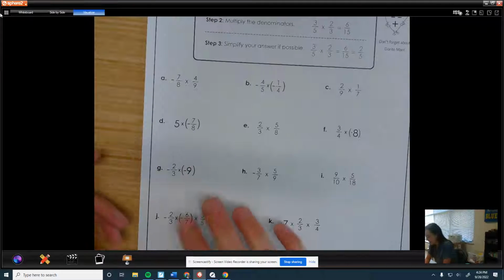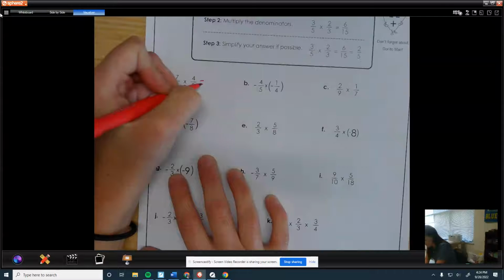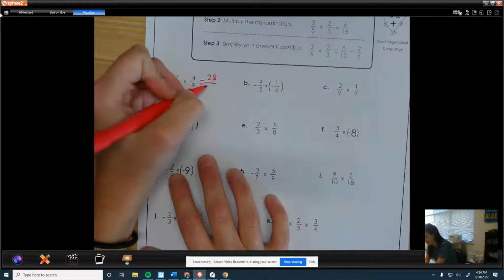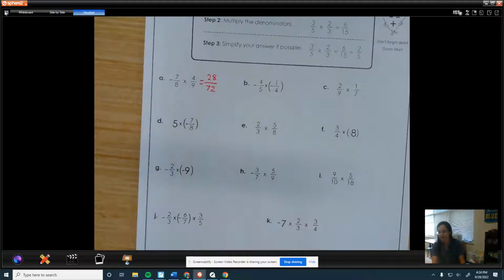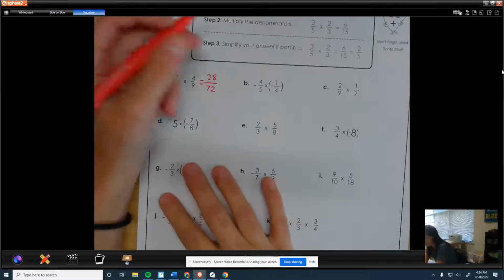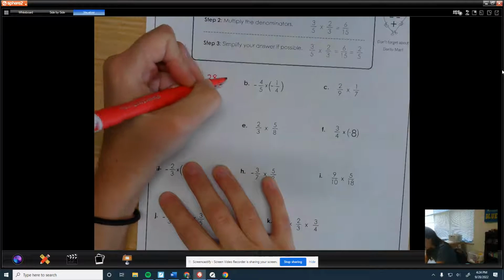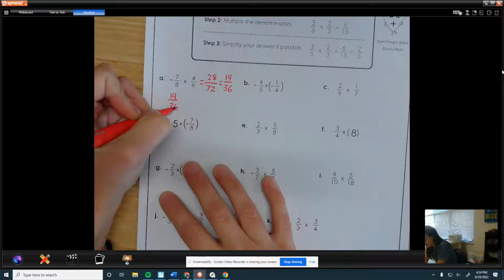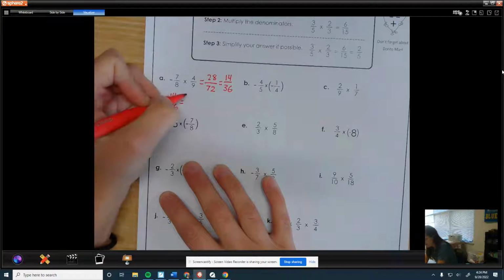All right, so we got 7 times 4, 28. We got 8 times 9, 72. So sometimes when the numbers are big, I don't know the best way to do it. So I'm just like, okay, I know these are even. I'm going to divide by 2. So I'll cut them in half. That's 14. That's 36. And then, okay, 14 and 36 are even. So I can cut those in half.